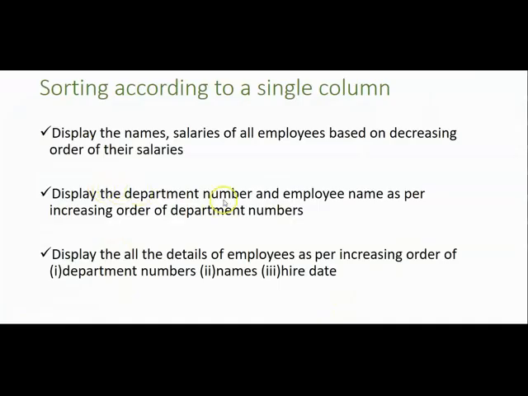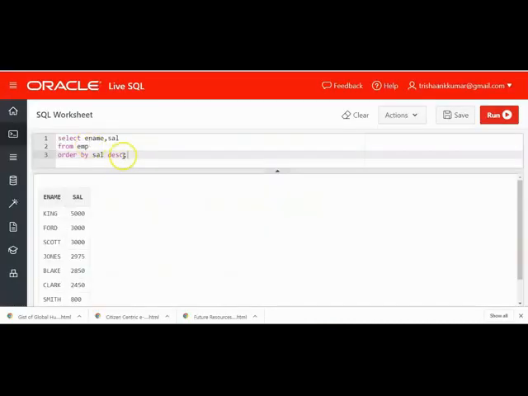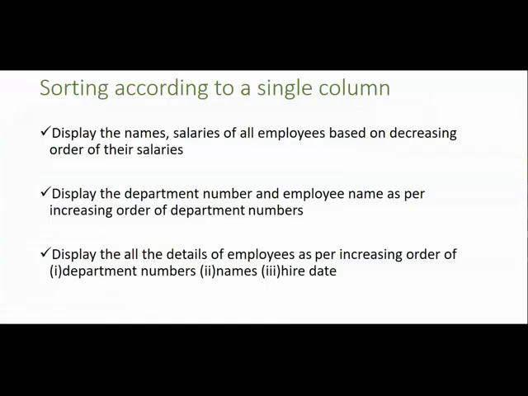The next question is: display the department number and employee name as per increasing order of the department numbers. So how can you do that? SELECT ename, sal, department number, any columns, whatever it may be, or you can display all the columns by using asterisk as well. FROM EMP ORDER BY department number. As it is the increasing order of department numbers and you did not specify anything, first the details of the 10th department are shown, followed by the 20th department, and at the end the 30th department. Hope you are getting clarity about this ORDER BY clause.